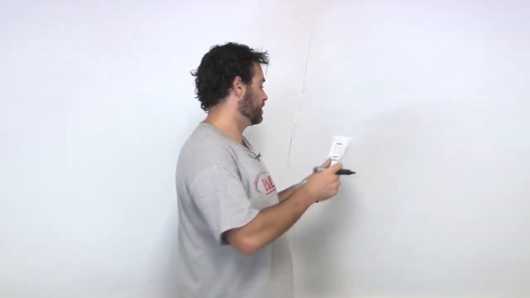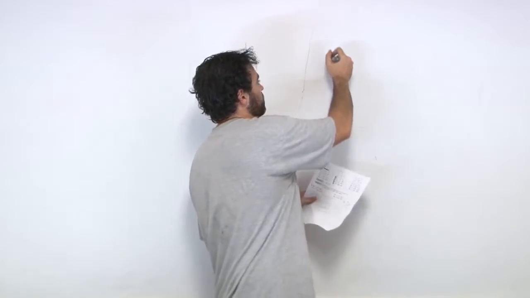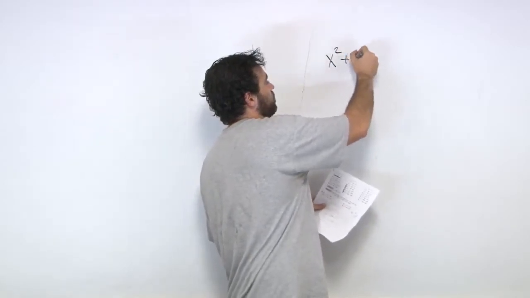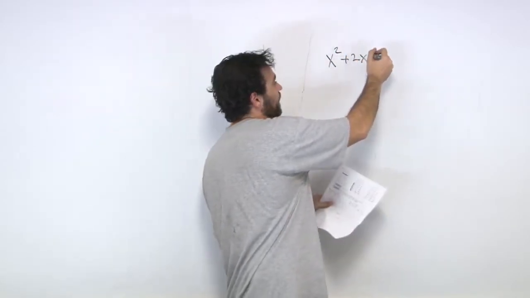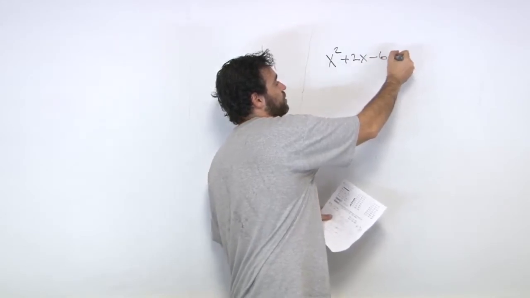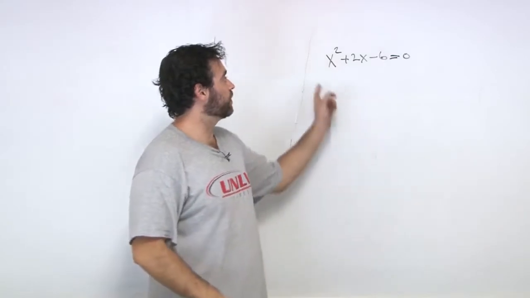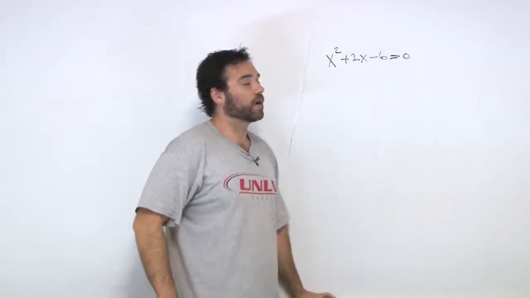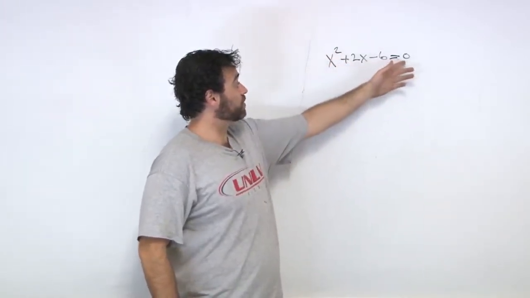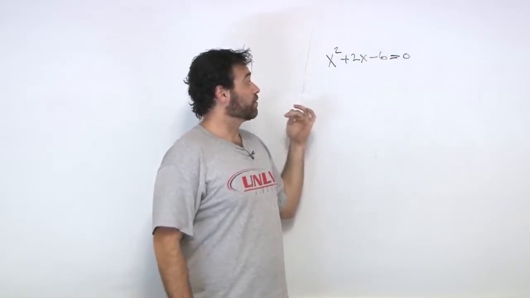And let's look at something that's not able to factor over the rationals. So I have x squared plus 2x minus 6 equals 0. Okay? Here is our quadratic equation. It's equal to 0, it's ready to go. We run down the list.